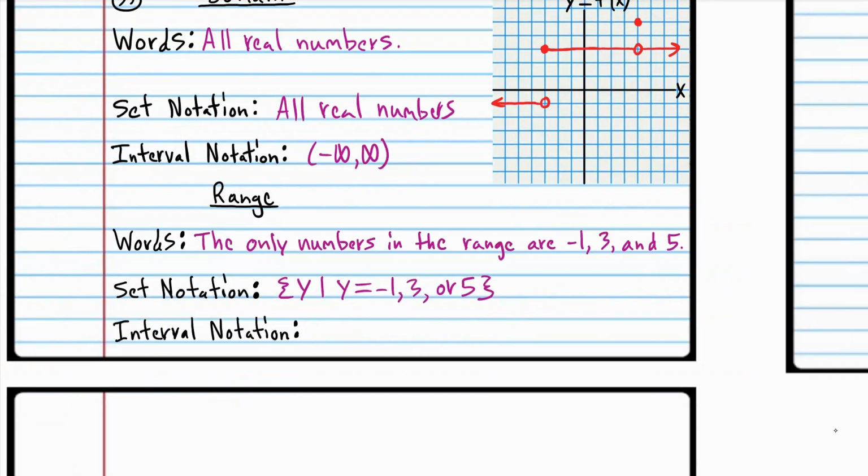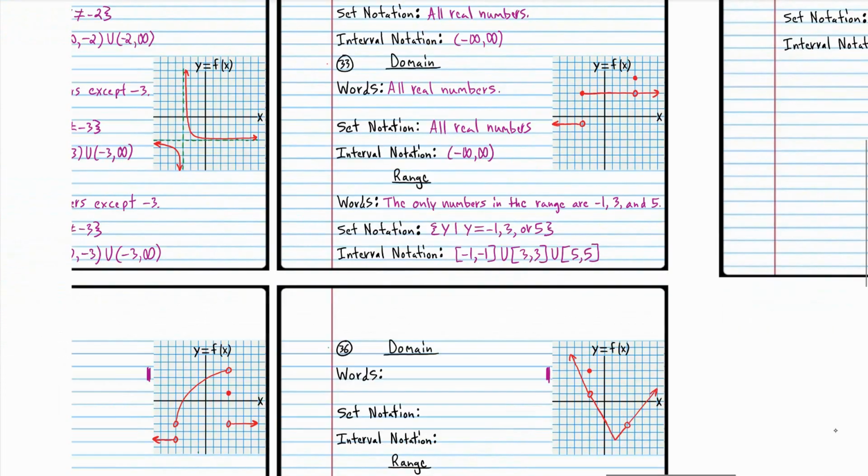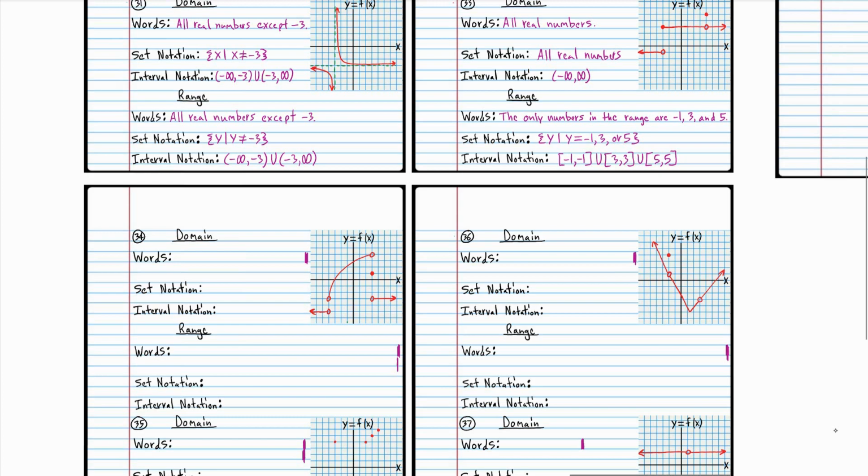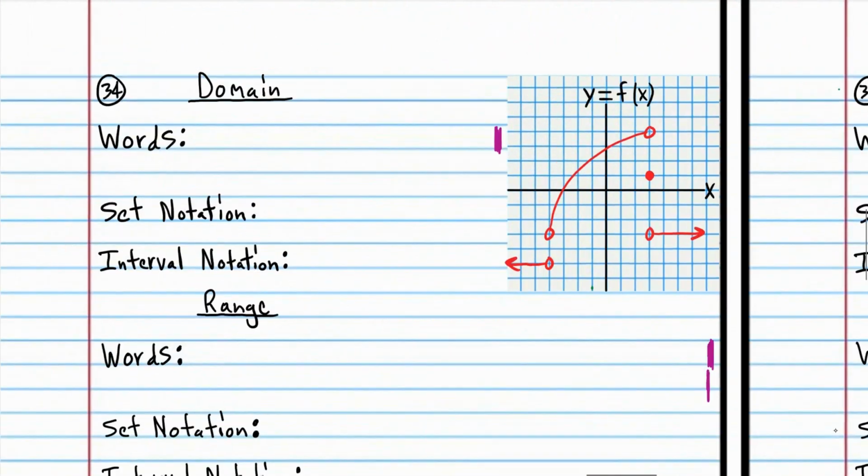If you write "and," then you mean that y can be all those numbers at the same time. In interval notation, we write brackets, negative 1, comma, negative 1, then a union, 3, comma, 3, then union, 5, comma, 5. So again, interval notation is really not the best notation to use in that context. Alright, let's try a couple more of these before you try one on your own.